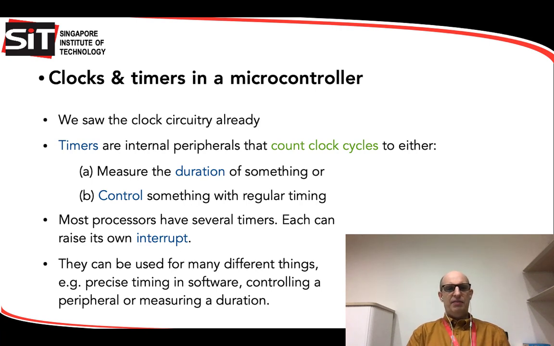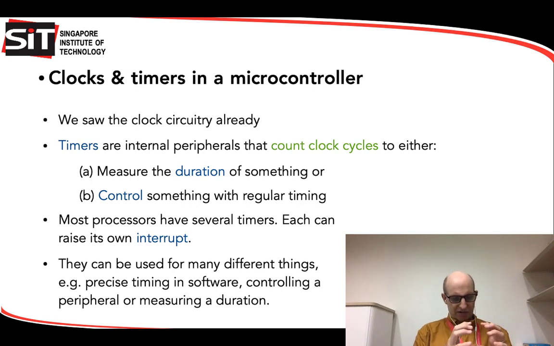So we've seen something about the clock circuitry already. But we haven't really talked about timers. So timers, they are things that count clock cycles for a particular purpose. And that might be that they need to measure the duration. So they count how many clock cycles between something happening and something else happening. Or it might be that they need to control something with regular timing. For example, they flash an LED on, off, on, off, with regular timing.